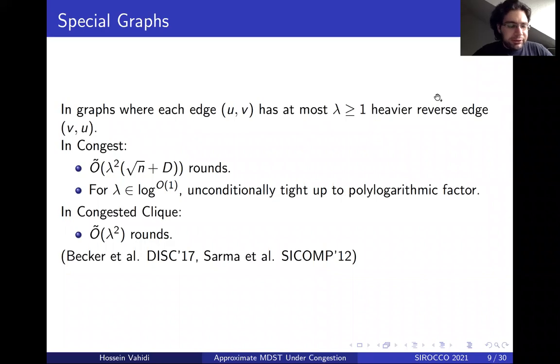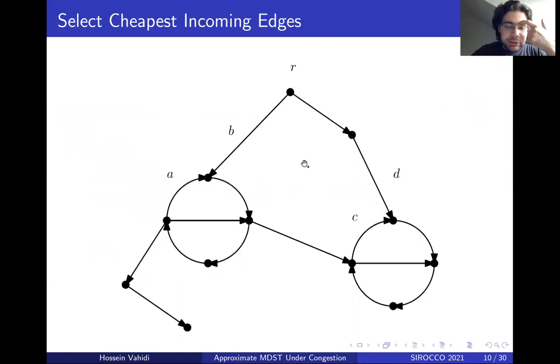I'm going to spend the next few minutes talking about how MDST is solved in the sequential setting and the distributed settings that we talked about. And after that, I'm going to talk about the difficulties of our work and briefly state the high-level idea of the solution. So let's just start with the MDST.